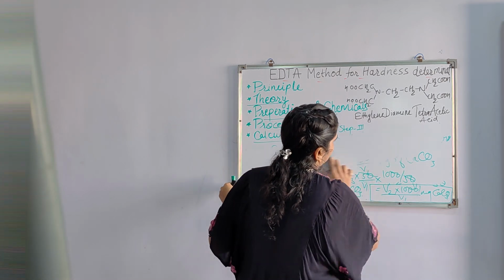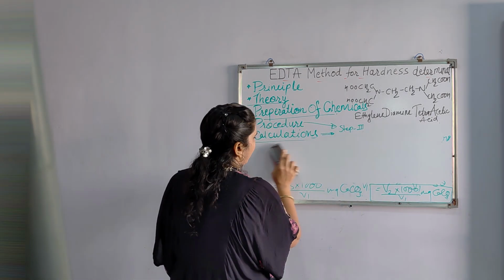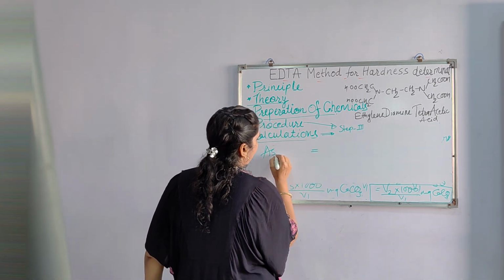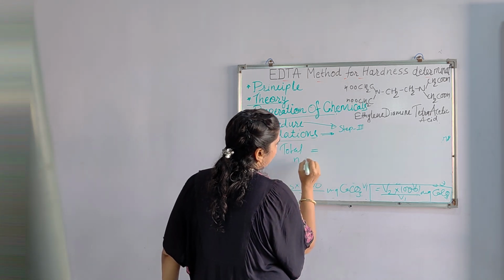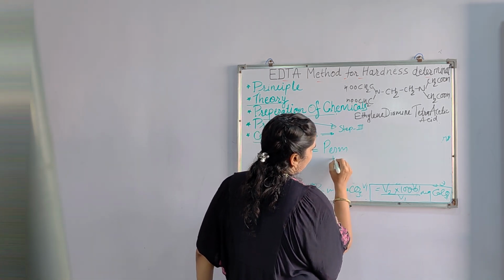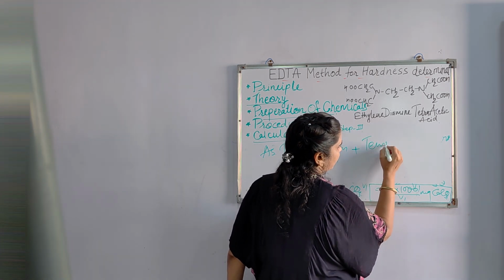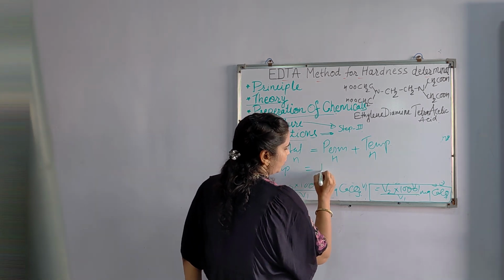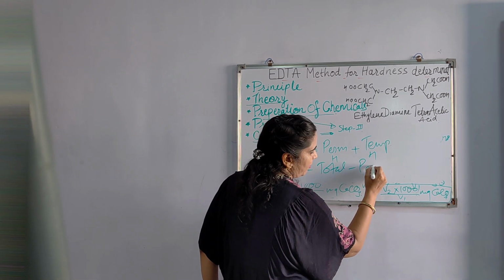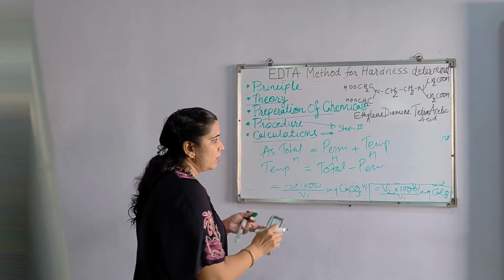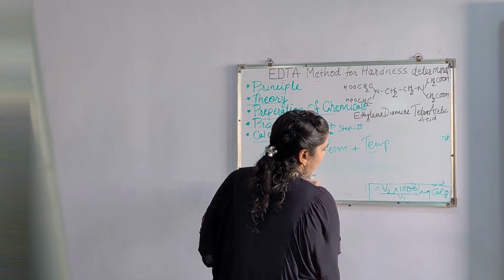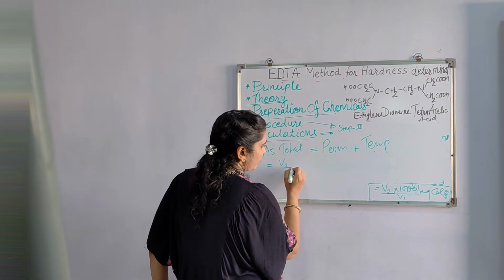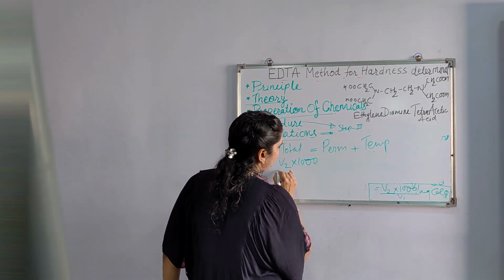So what will be the equation for temporary hardness? We will write that total hardness is equal to permanent hardness plus temporary hardness. Okay, so what will be the temporary hardness? Temporary hardness is equal to total, obviously, minus permanent hardness, and we just put these values. So by putting these values here, what is the total hardness? V2 into 1000 upon V1.